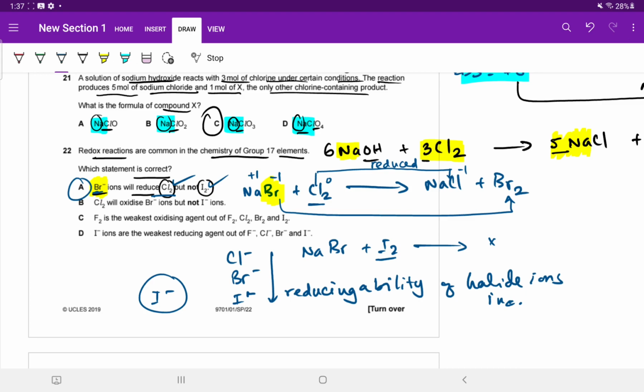Next option says Cl2 will oxidize Br minus ions but not I minus. No, it cannot oxidize either of them, so that's wrong. F2 is the weakest oxidizing agent out of these things.